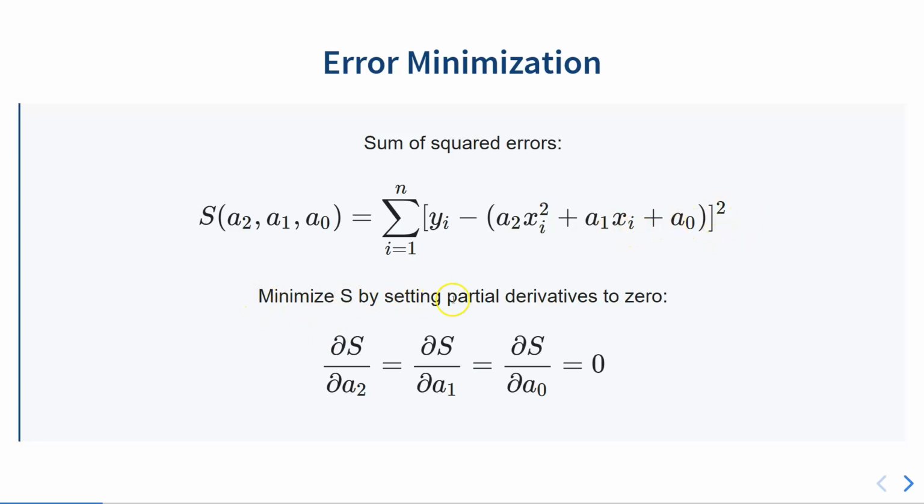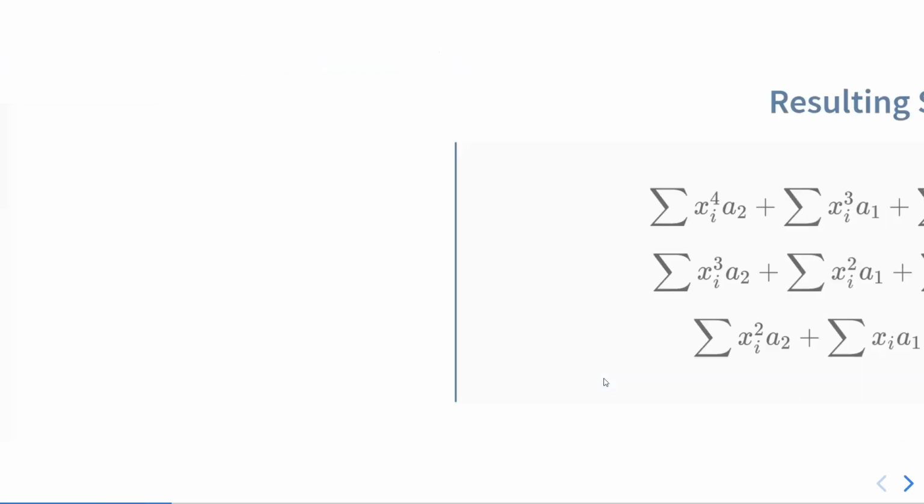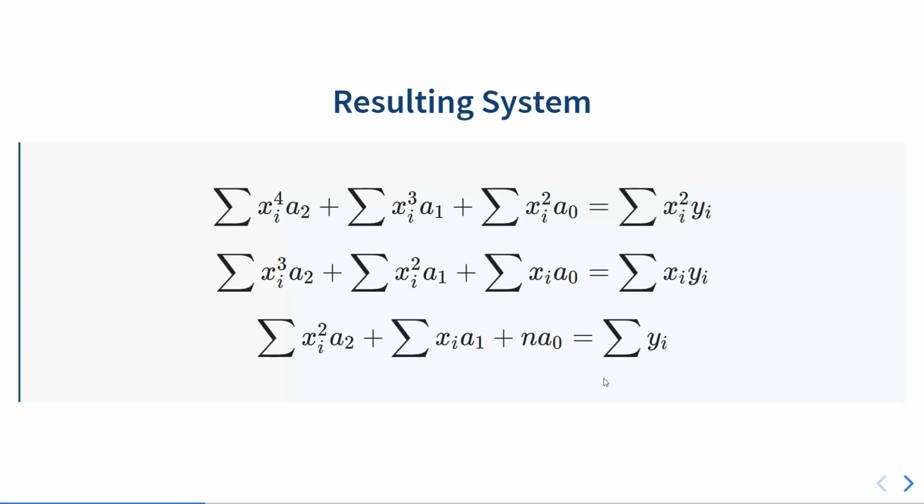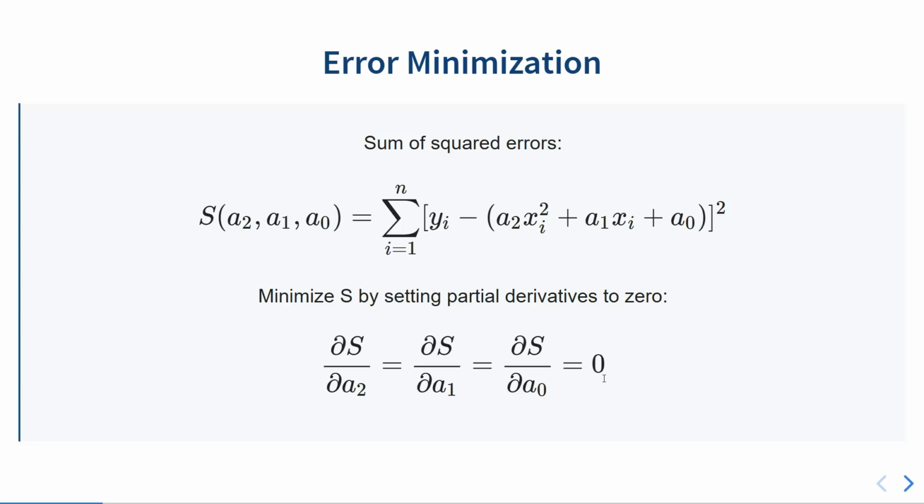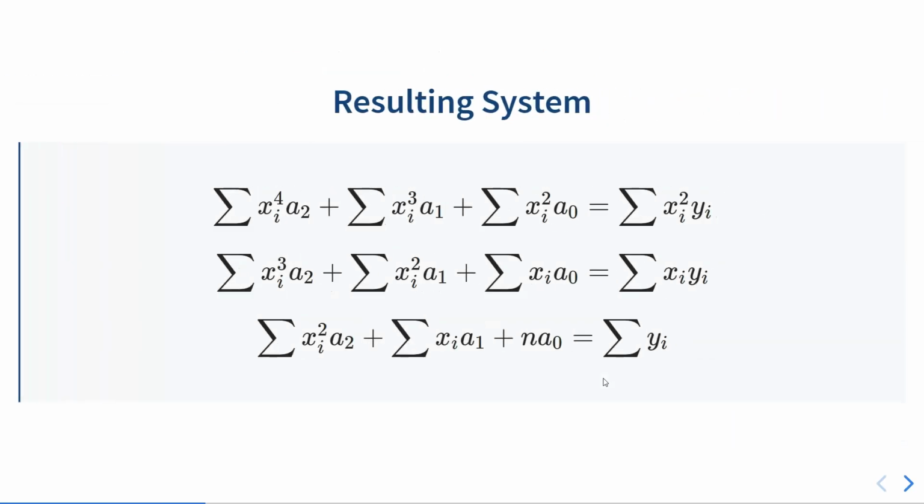So minimize S by setting the partial derivatives to 0. So dou S by dou a2 is equal to dou S by dou a1 is equal to dou S by dou a0 is equal to 0. Now if I do the partial differentiation, I'll get three equations. The first equation comes from dou S by dou a2, the second from dou S by dou a1, and the third from dou S by dou a0. So we get three equations and we have three unknowns, a2, a1 and a0.